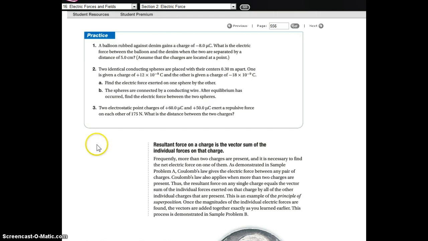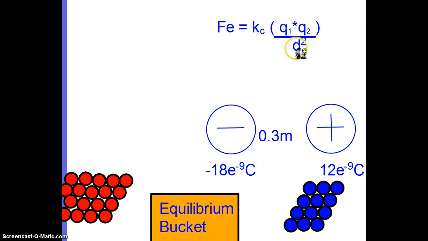On to number 2. Here you've got 2 conducting spheres placed 30 centimeters apart with a charge and a charge. Find the force. Well, our first part of this is simply manipulating Coulomb's law. Charge 1 times charge 2 times Coulomb's constant, divided by the distance squared, and you'll solve that out.